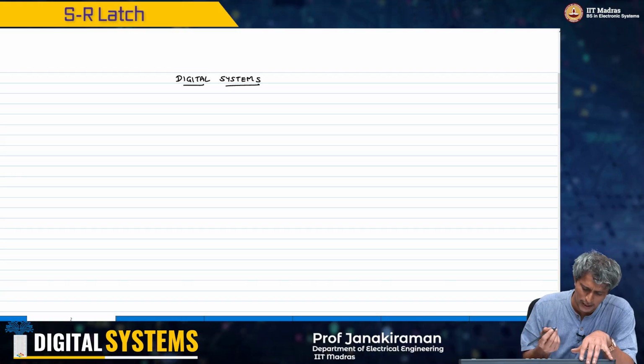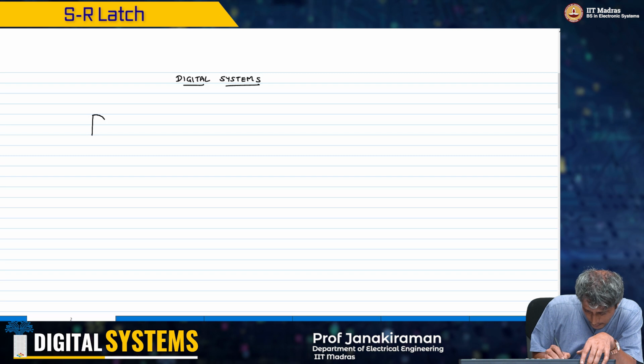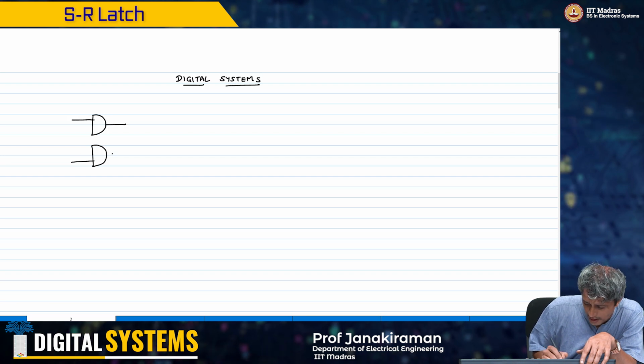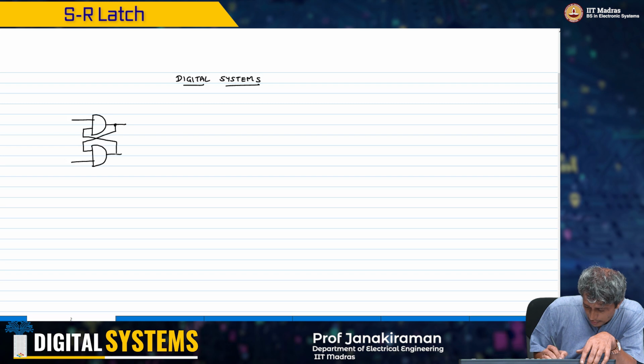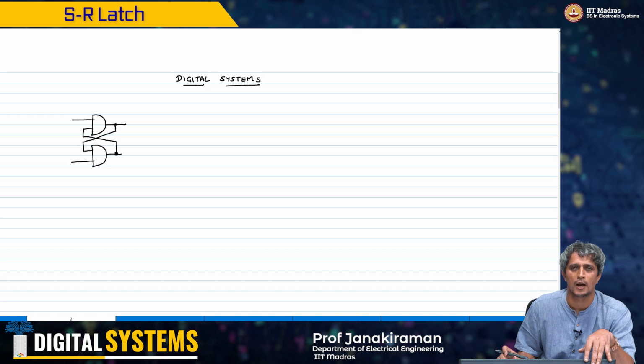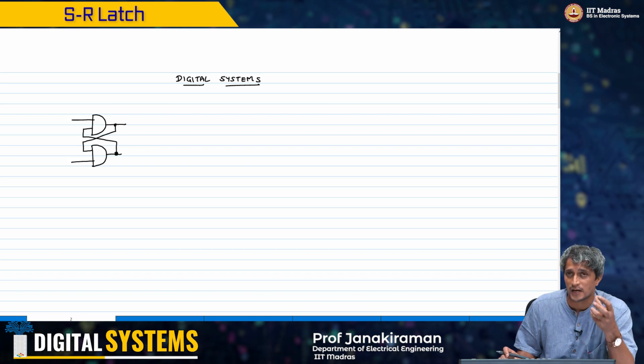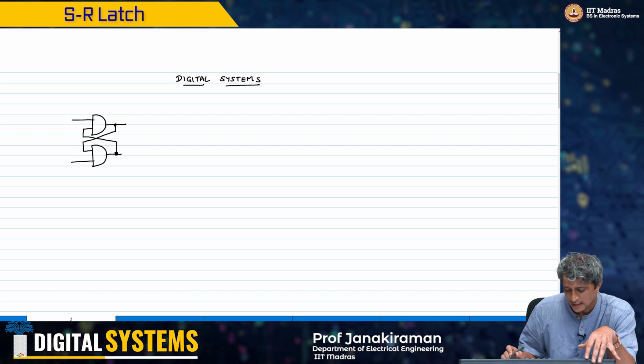Okay, so the obvious choice for us is, can I implement something using AND gates? It may be a very trivial question, but let us just ask ourselves this question. Suppose I implement something like this. Is it even a valid circuit that will hold the state for me? Well, the answer here is no.